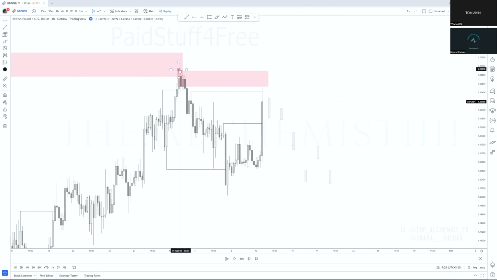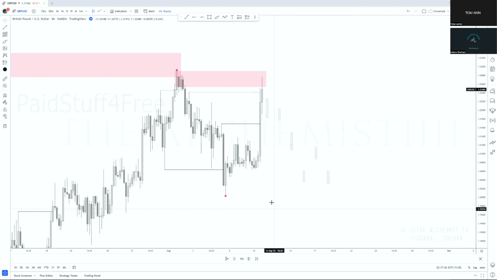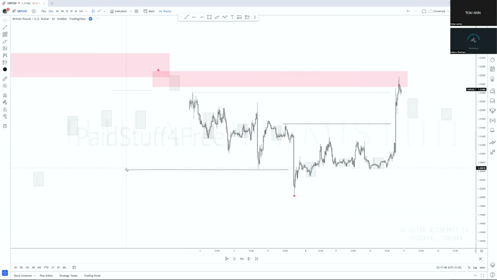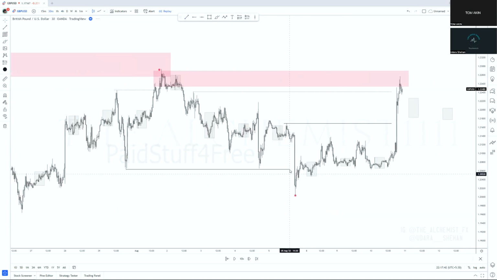Okay, we get the confirmation of this range. Now price is once again entering our zone of interest. Now let's go to a lower time frame. Why? What are we doing on the lower time frame? We're going to see if the daily point of interest is going to hold.